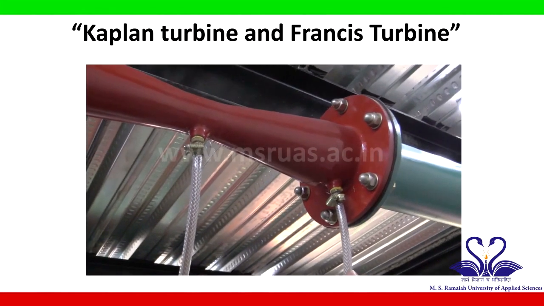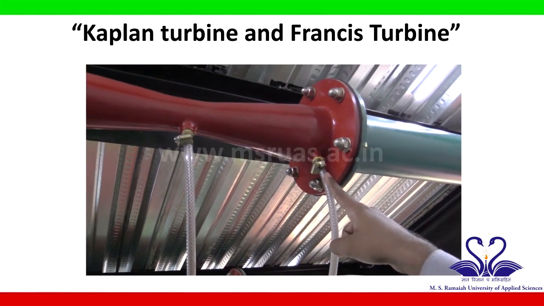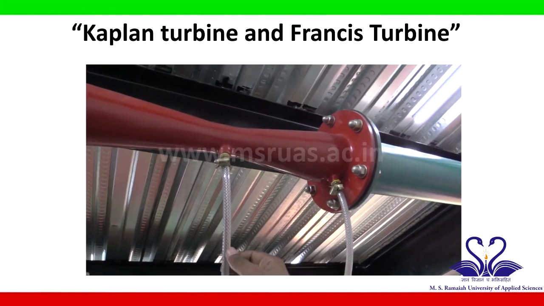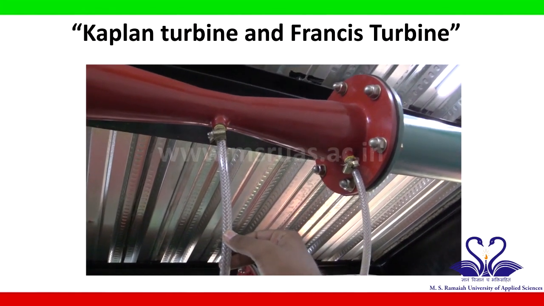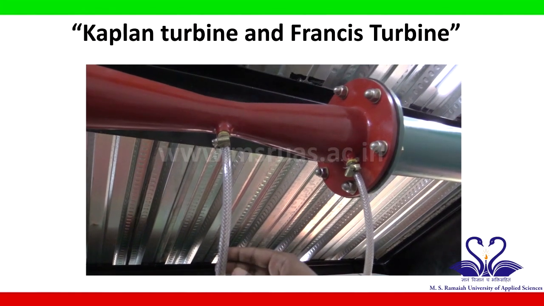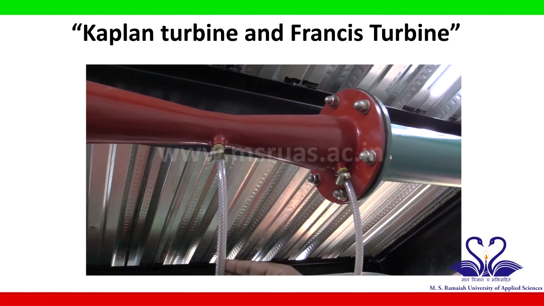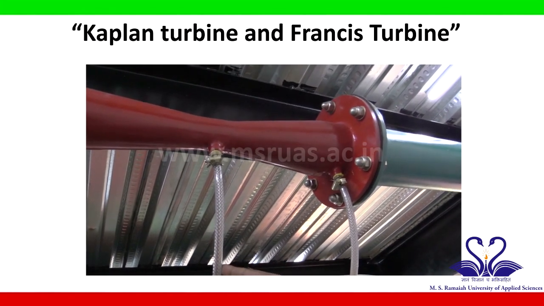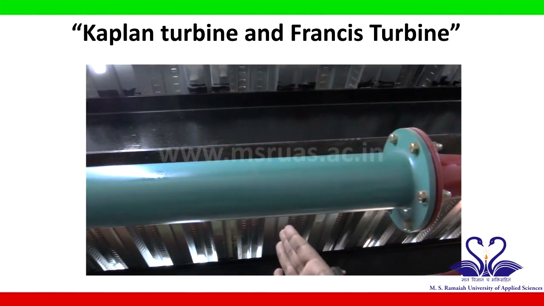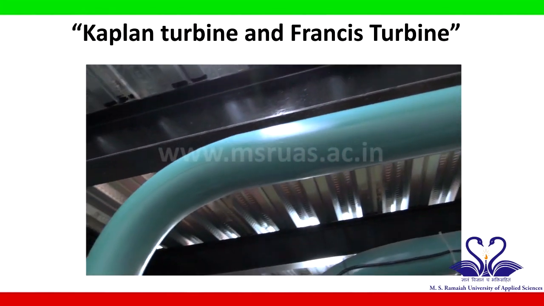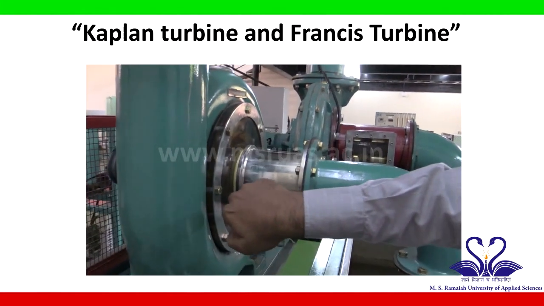This pipe will give the pressure at the inlet of the venturi meter, and this pipe over here will give the throat pressure of the venturi meter. Using these two pressures, we can calculate the discharge of the water flowing through this pipeline. Further, downstream of the venturi meter, the water flows into the Francis turbine and enters radially.